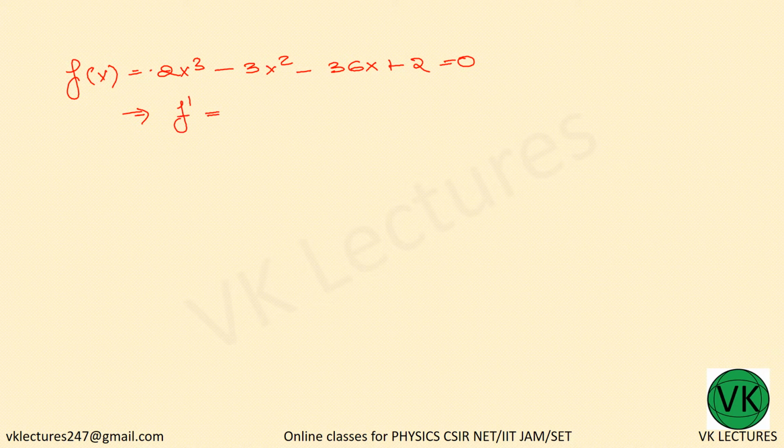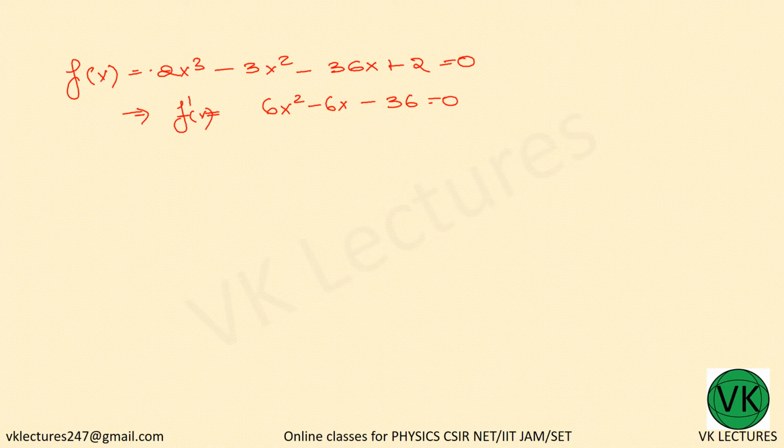Okay, now let us do one problem. F of x is equal to 2x cube minus 3x square minus 36x plus 2 equal to 0. Now just let us solve this question. First I wanted to find the first derivative, right? F dash of x. So that will be 6x square minus 6x minus 36 equal to 0.